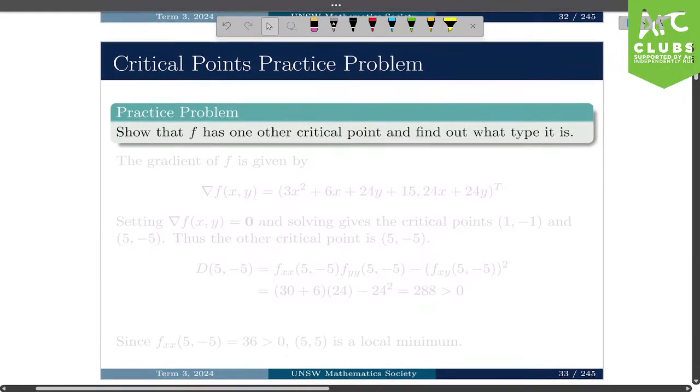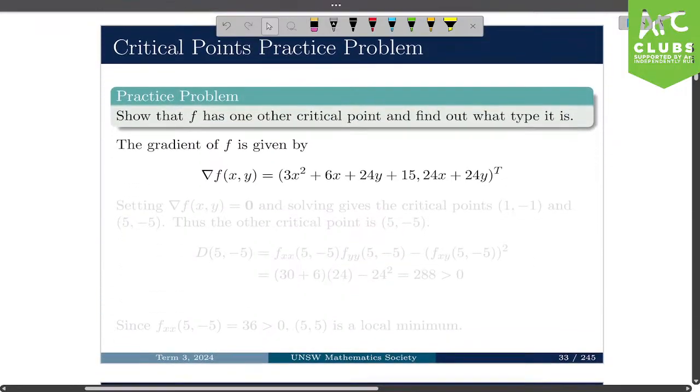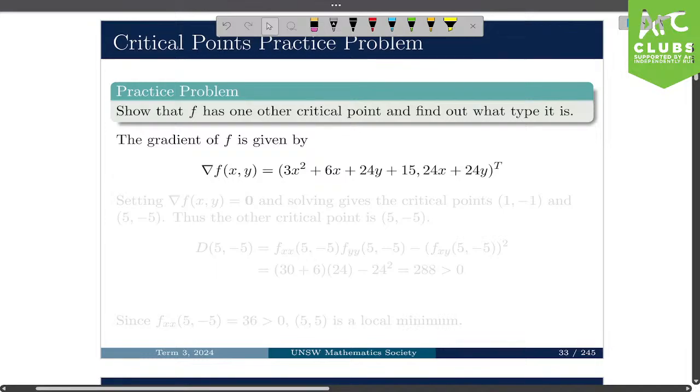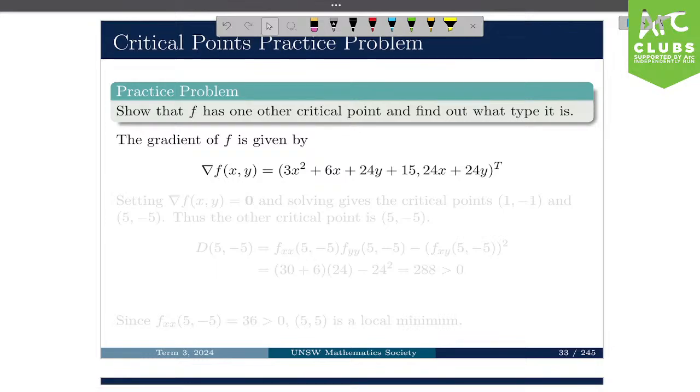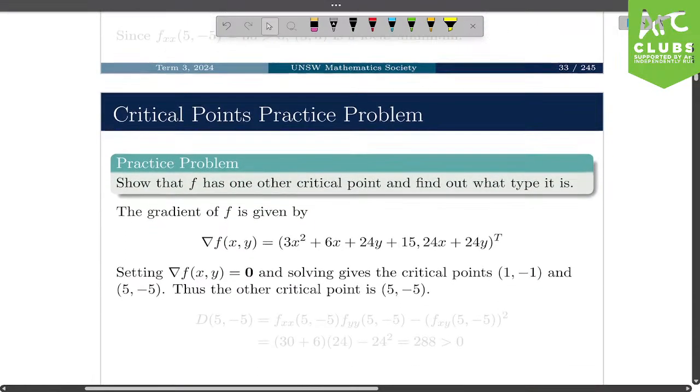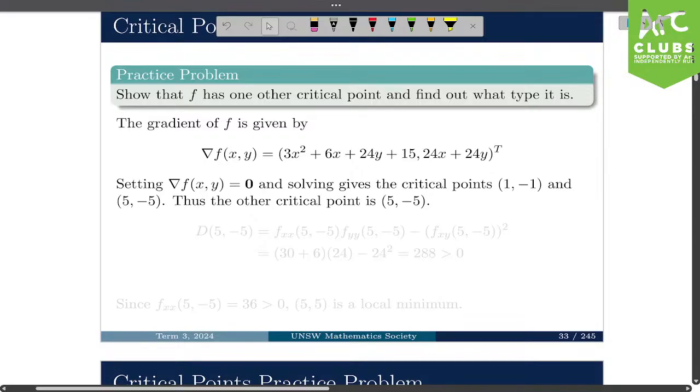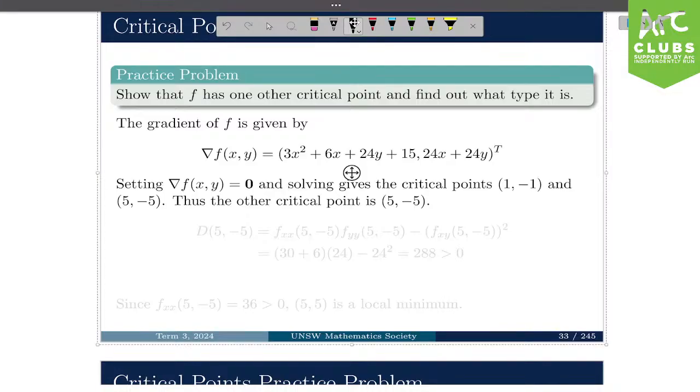And we also want to show that f has one other critical point and find out what type it is. So the gradient of f is given by the function over here, where this is fx and this is fy. Setting this value at 0 and solving it gives us critical points at (1, -1), as well as (5, -5). So if we equate both of these derivatives to 0, we end up getting the relation 24x plus 24y equals 0, which means y equals -x, and also 3x squared plus 6x plus 24y plus 15 equals 0.